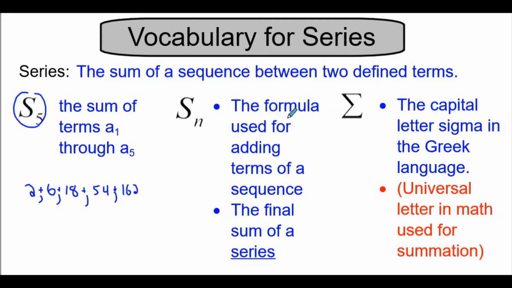So S of n is the formula used to add all these terms together. It's also known as the final sum. So it's the formula, but it also represents the final sum. Remember, n in math means last.